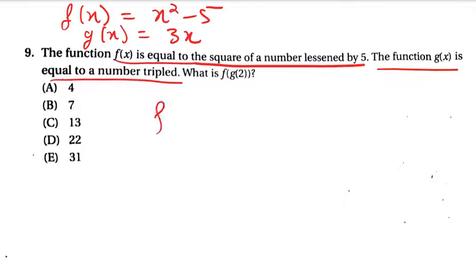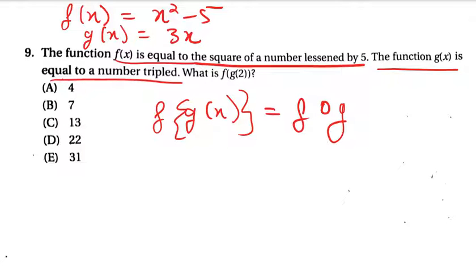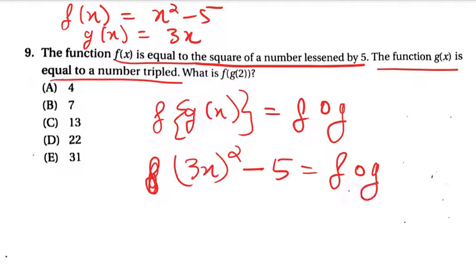That means you have to first of all find f of g of x. All of you know, right? This is f of g. So what is f of g of x? You have to put g of x in f of x. So g of x in f of x will give you 3x whole square minus 5, which is equal to f of g. So that is 9x square minus 5 is equal to f of g.